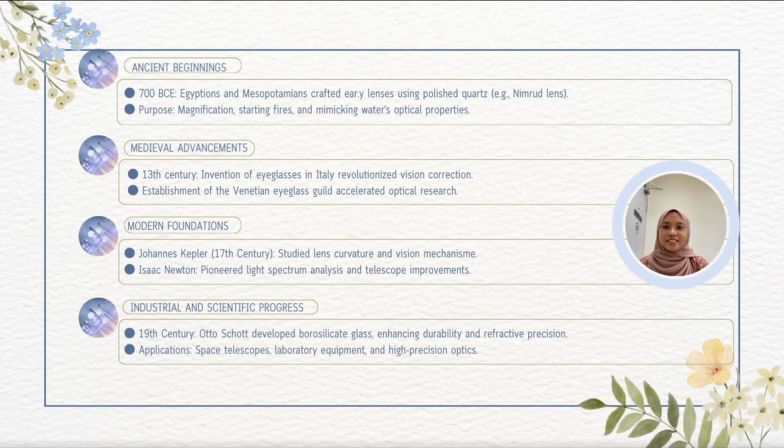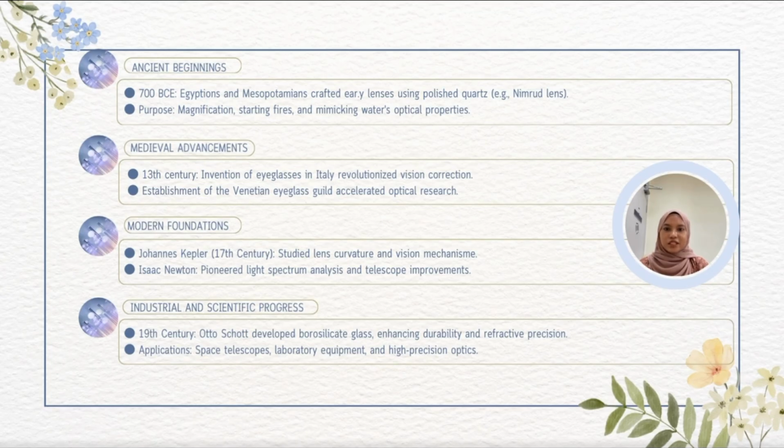The history of glass in optics and imaging is a story of innovation and discovery spanning thousands of years. Early examples of glass used for optical purposes date to around 700 BCE, when ancient Egyptians and Mesopotamians began polishing quartz crystal to create rudimentary lenses, such as the Nimrud lens. These early experiments aimed to mimic the optical properties of water and laid the groundwork for the study of light and optics. By the 13th century, the invention of eyeglasses in Italy marked a turning point.